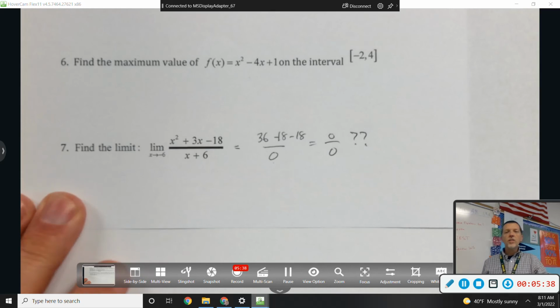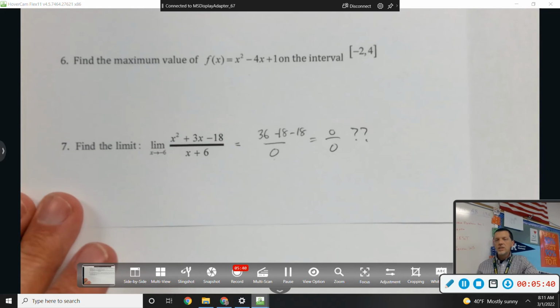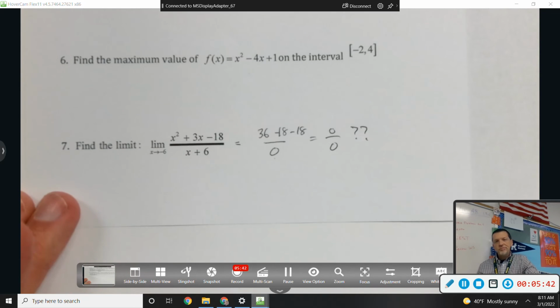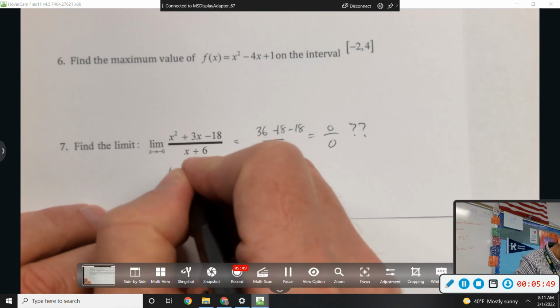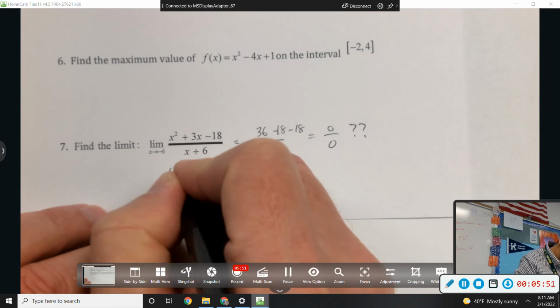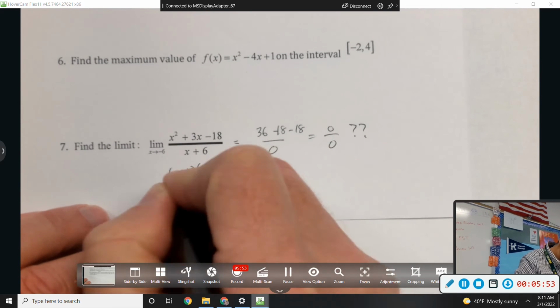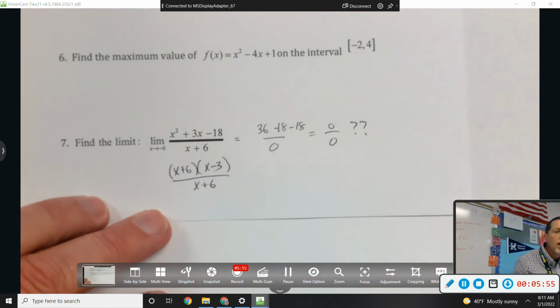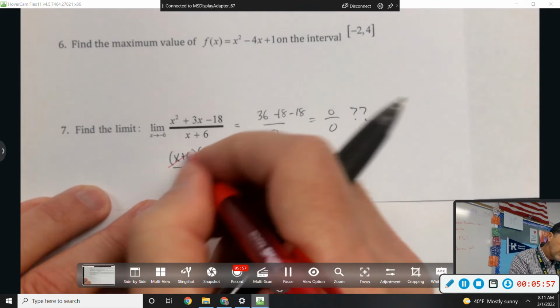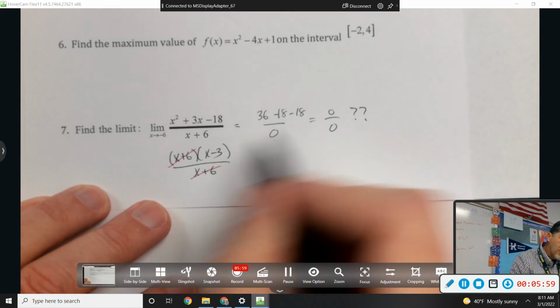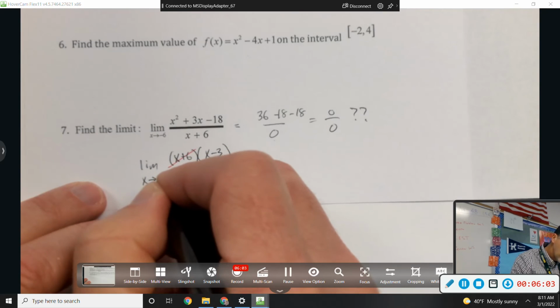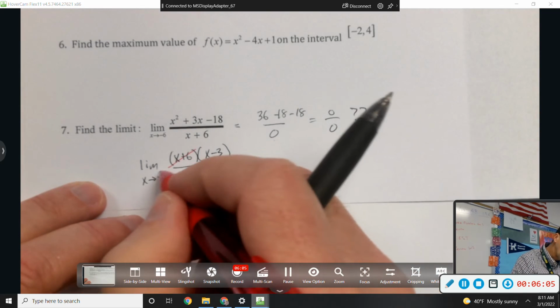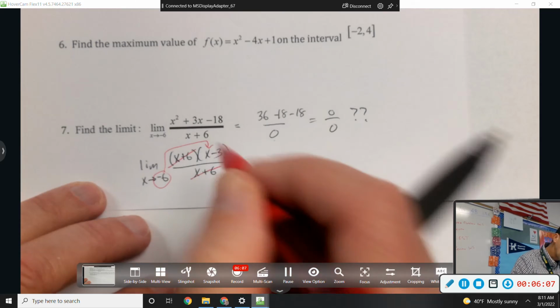Okay, 0 over 0. Which, I don't know if that's good news or bad news. It means we're not done. It means we can do something with this problem. If we factor it, x plus 6's will cancel, and so that 0 over 0 is going to go away. And now we can plug in negative 6 and get an answer.